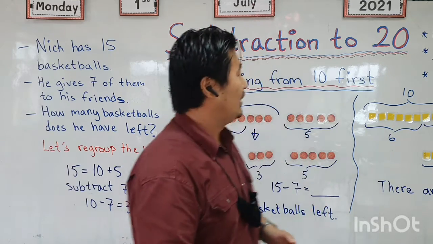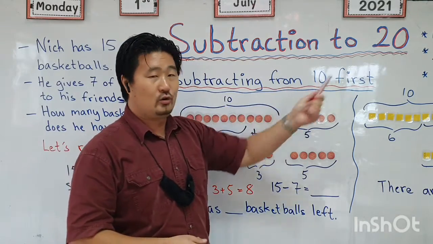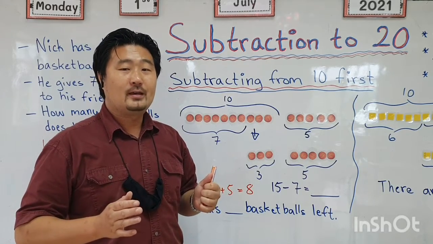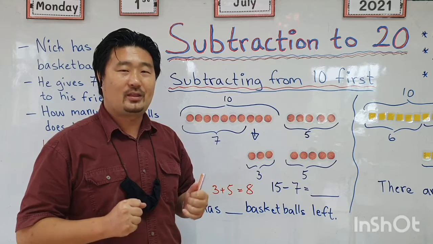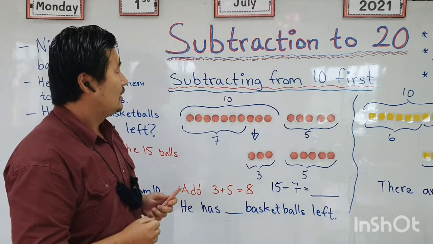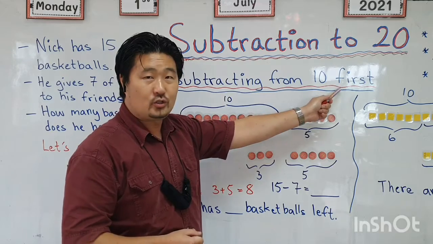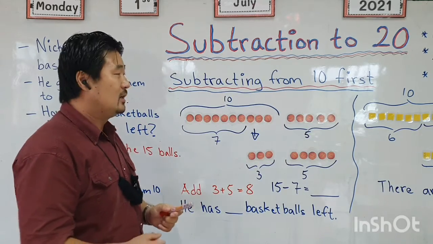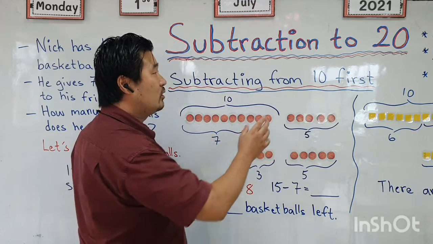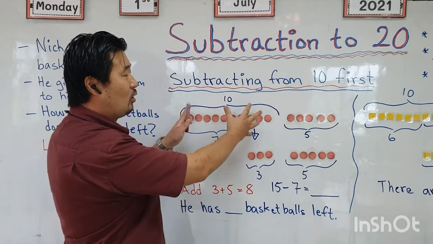So, in today's video, we are going to talk about subtracting from 10 first. I know I have now been teaching you many different methods, but this is going to be the last method of subtracting in different kinds of ways. So in this way, we are going to subtract from the 10 first. Remember, yesterday's video, I was talking about subtracting from the ones first. So in this video, we're going to subtract from the 10s first, the 10 block.